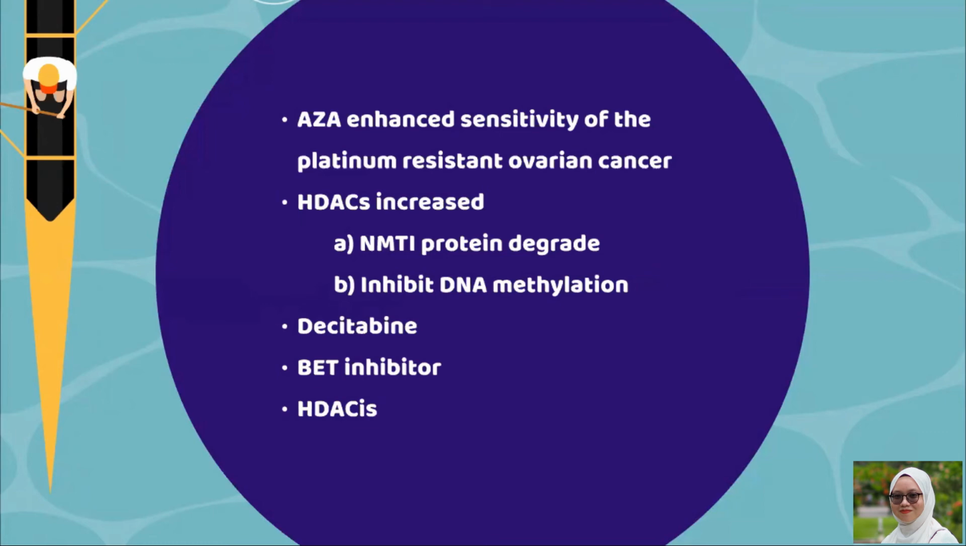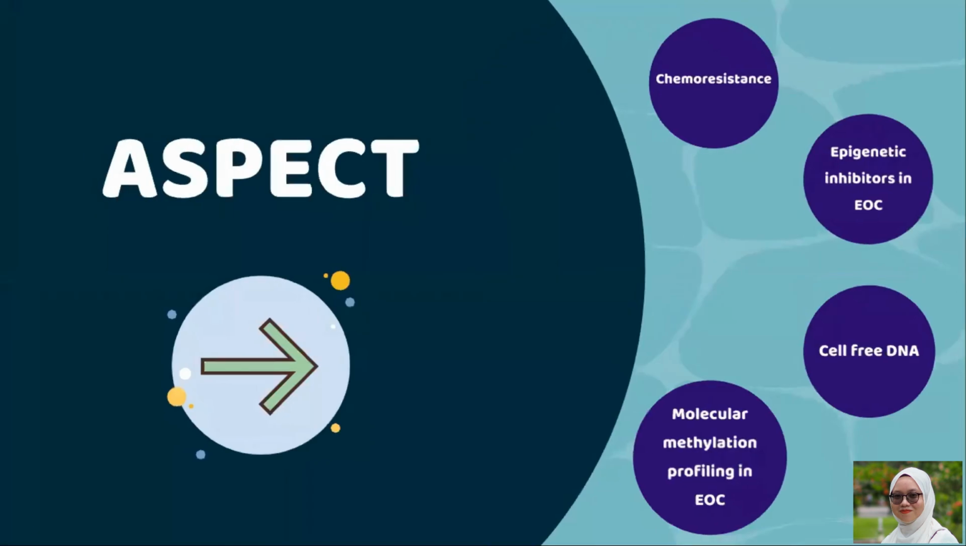The BET inhibitor inhibits the binding of histone acetylated lysine, thus preventing gene transcription. However, resistance to BET inhibitors has also been reported. HDAC inhibitors have been reported to sensitize platinum-resistant EOC cell lines, thus they are undergoing clinical trials to develop more selective HDAC inhibitors targeting histotypes.